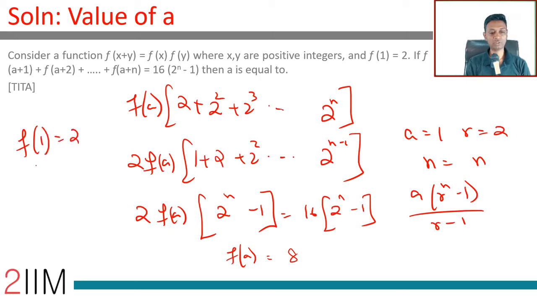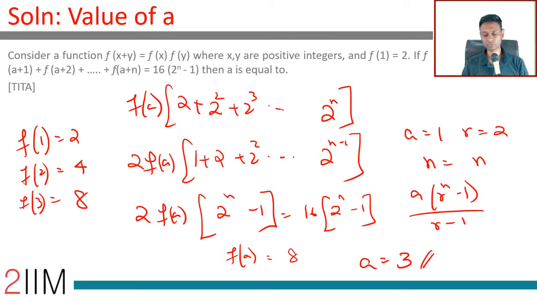F of 1 is 2. F of 2 is f of 1 into f of 1, 4. F of 3 is f of 2 into f of 1, 8. Or f of 3 is 8. A is 3. Wonderful question. First, you have to identify that this effectively becomes a geometric progression. Then simplify and find f of a. And know that f of 1 is 2, f of 2 is 4, f of 3 is 8. That is the sequence we are talking about. F of a is 8, or a should be 3.